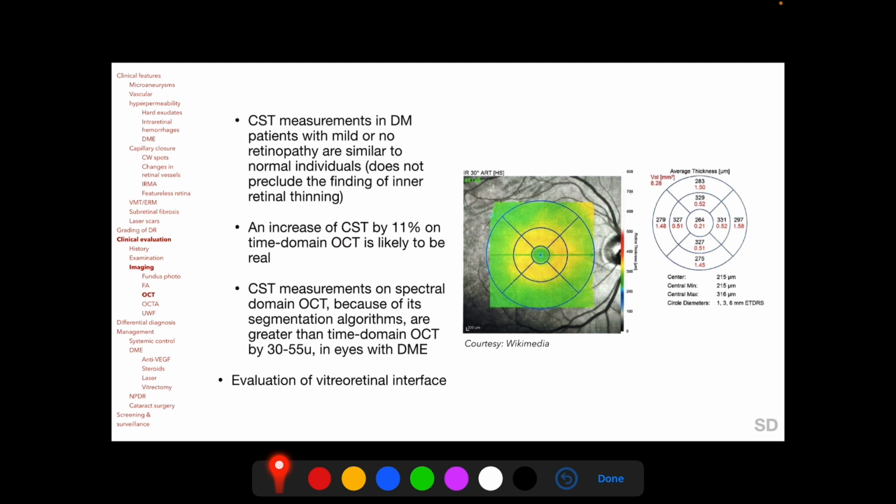But it is important to remember that CST measurements on spectral domain OCT, which is the current standard technology of OCT, are greater than CST measurements on time domain OCT by 30 to 55 microns in eyes with DME. In addition to monitoring the retinal thickness, OCT can also evaluate the vitreoretinal interface, as we have discussed.